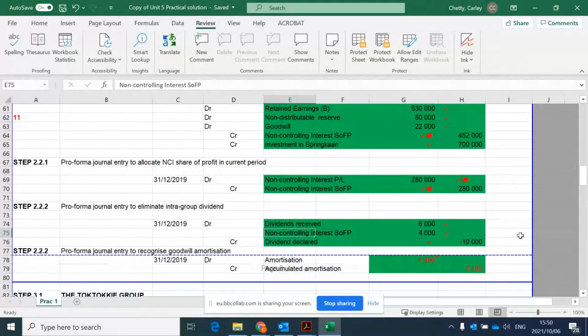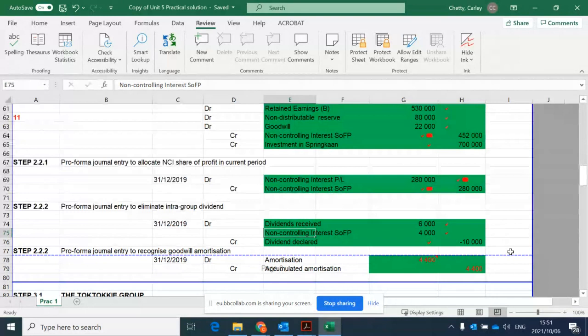And we said that in this situation, they told us to amortize goodwill over 5 years. So we have taken the goodwill of 22,000 Rand, and we have divided it by 5 years to get the current year amortization of 4,400. And the journal entries to record this amortization are debit amortization, credit accumulated amortization. Okay. So those are the journal entries.